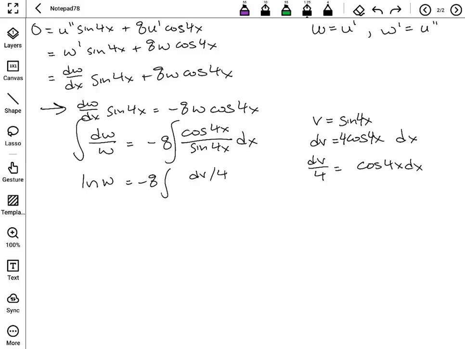So this top part, cosine 4x dx, just becomes dv over 4, and this bottom part becomes sine 4x.